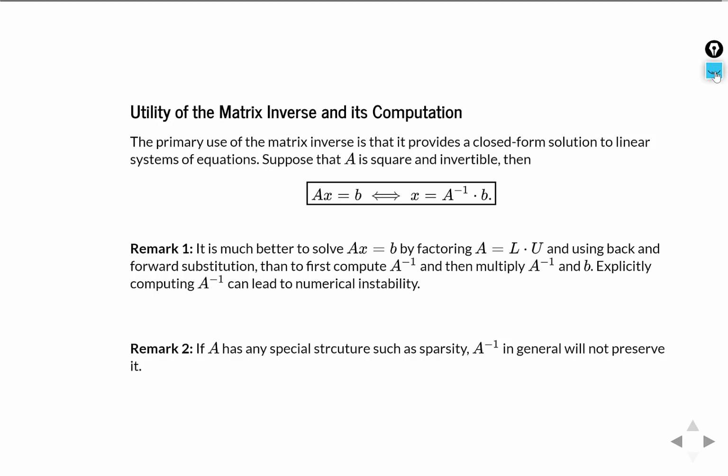Another reason is that if there is any special structure in A, for example, if A is a sparse matrix, meaning it has many zero terms, A inverse in general will not preserve that, and it will be a dense matrix. So if we could get any efficiency by using the sparse structure of A, we won't be able to do that by explicitly inverting it.